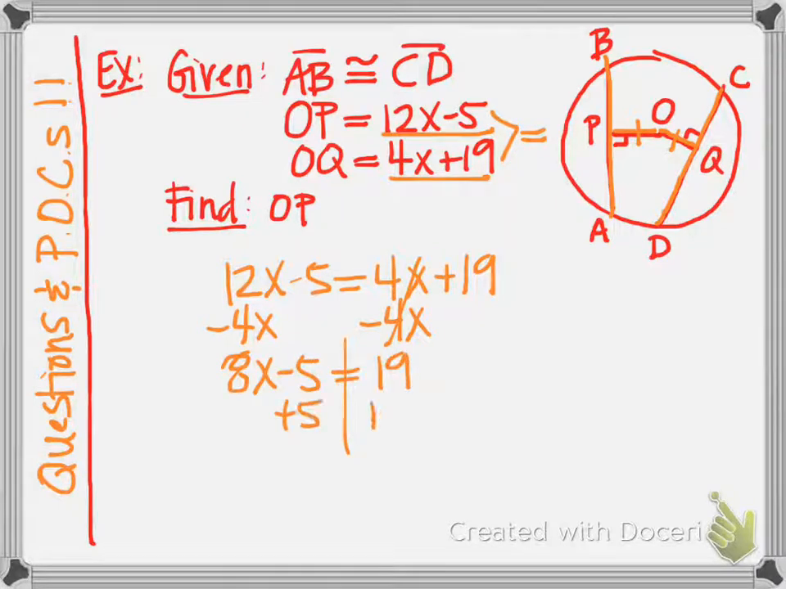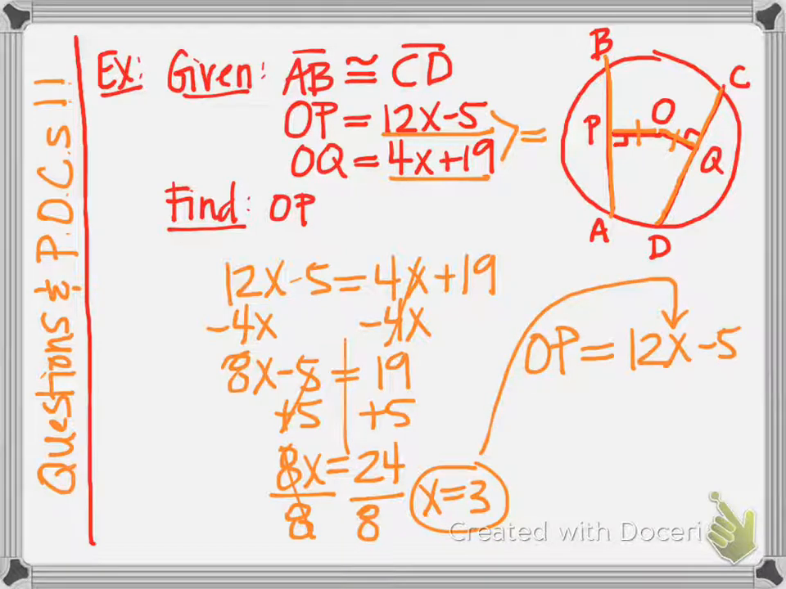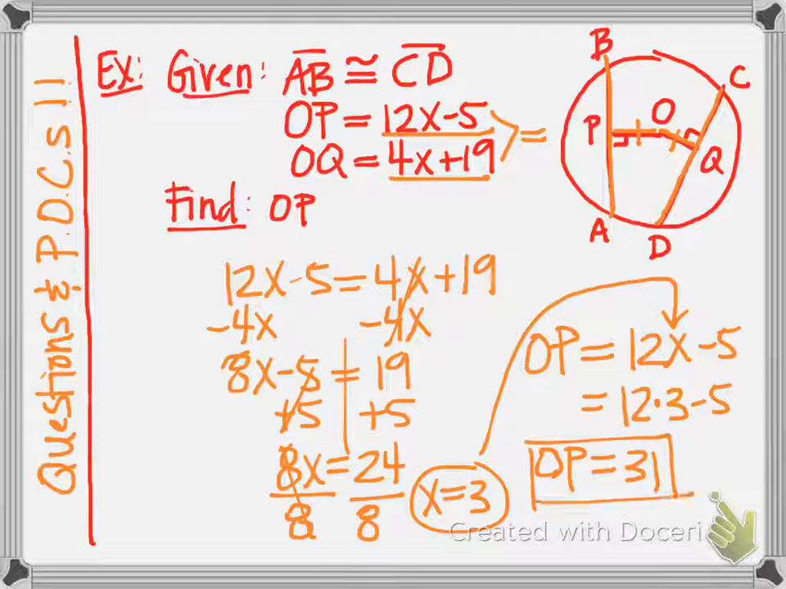Add 5 to both sides to get our constants on the other side. 8x equals 24. Divide both sides by 8. So x equals 3. To find the length of OP, we will plug in 3 into the x of the expression that equals OP, 12x minus 5. Just plug it in here. 12 times 3 minus 5. 12 times 3 is 36. 36 minus 5 is 31. There's the length of OP. Easy peasy.